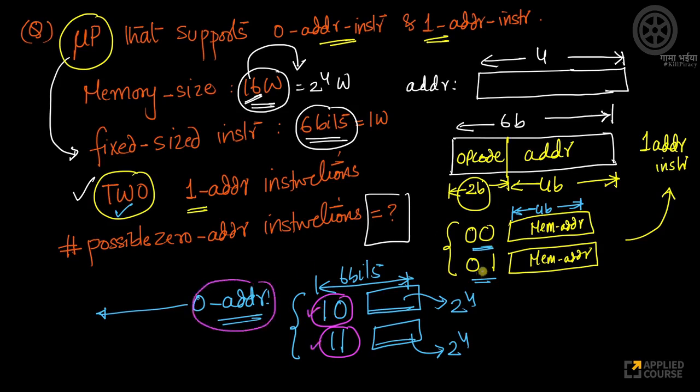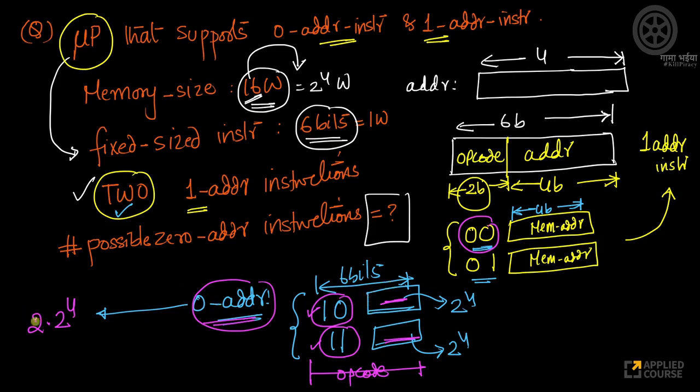When it starts with 00 or 01, it's a 1 address. So now I have 2 power 4 instructions that I can create which start with 10. I can create 2 power 4 instructions that start with 11. So total I can construct 2 into 2 power 4 0 address instructions. These two bits are fixed. I cannot use 00 here, because the moment I use 00, the control unit interprets it as a 1 address instruction. Remember, this whole thing is the opcode, because there is no address. So the control unit first reads the first 2 bits, understands that this is a 0 address instruction, so it reads the next 4 bits also, and uses this whole thing as 1 instruction.